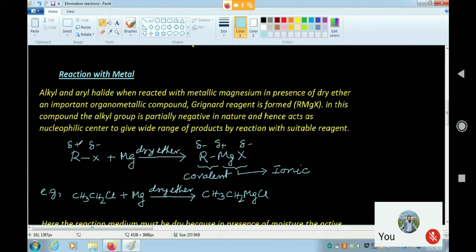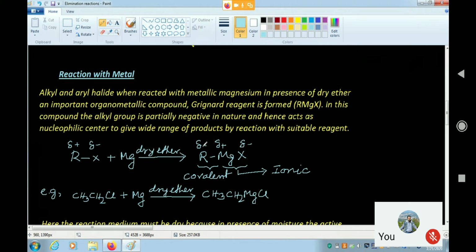In the original alkyl halide, there is a partial positive charge on the carbon atom of the alkyl group, because halogen is more electronegative than carbon. In the product Grignard reagent, we can follow that this R group is now nucleophilic in nature, bearing a partial negative charge, and the R group and the magnesium have a covalent bond, but this magnesium and halogen have ionic character.